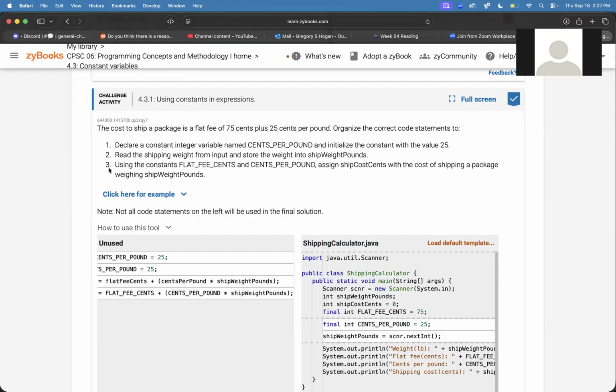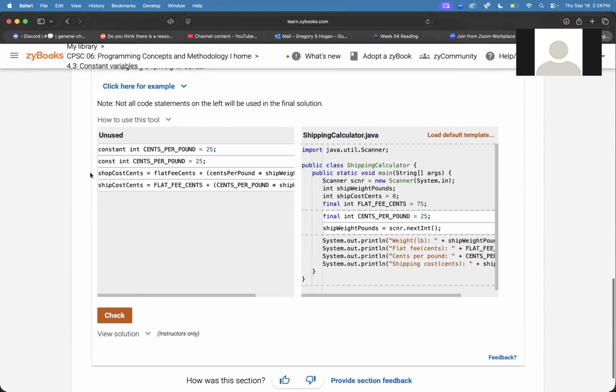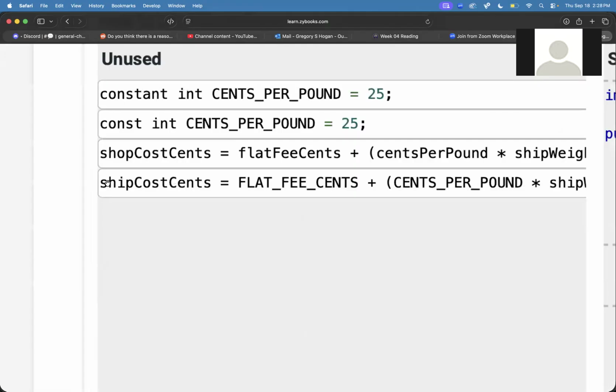And then number 3, using the constants flat fee cents and cents per pound, assign ship cost cents with the cost of shipping a package. So our 2 choices here are just these 2 last ones, right? They're both trying to do the same thing. But if you look at the variables on the right, let's not think too hard about the calculation, but just look at the variable names.